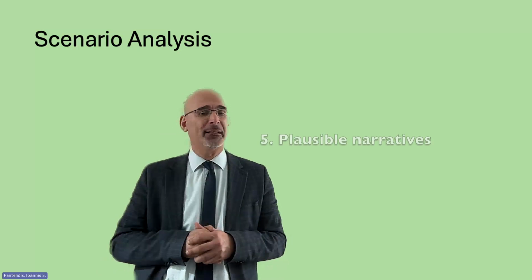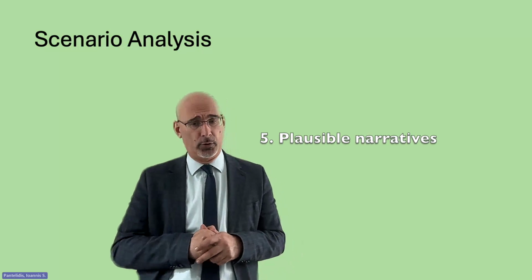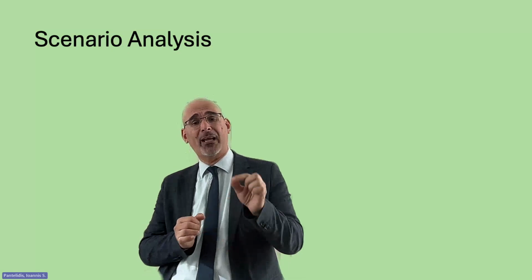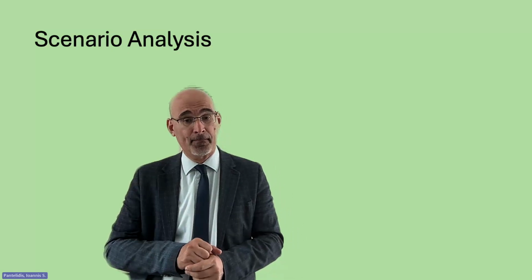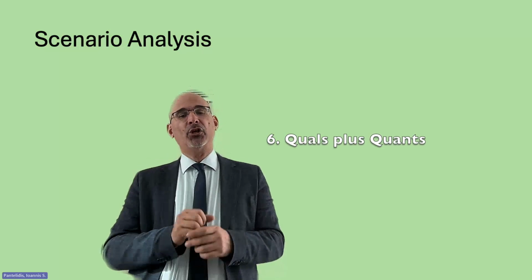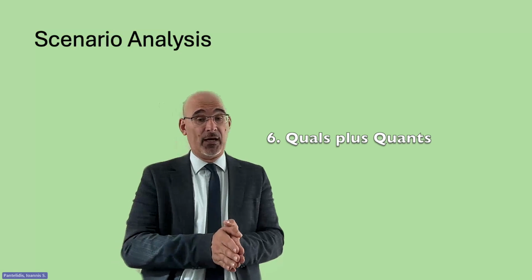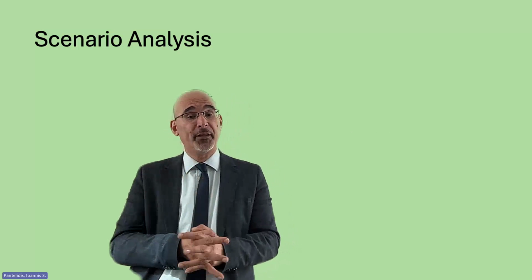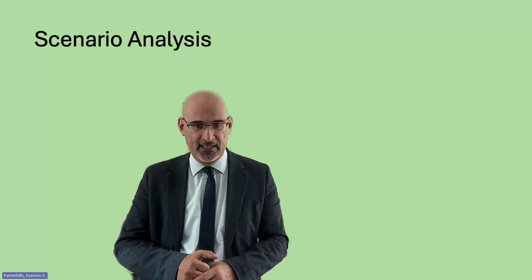Number 5, build internally consistent narratives. Each scenario must feel like a plausible world. Avoid contradictions. If one scenario assumes a tech breakthrough, ensure the social and economic conditions align with that. Number 6, use both qualitative and quantitative data if you can. Combine narrative scenarios with numbers where possible. Model the impact of scenarios using simulations, statistical models, or sensitivity analysis.